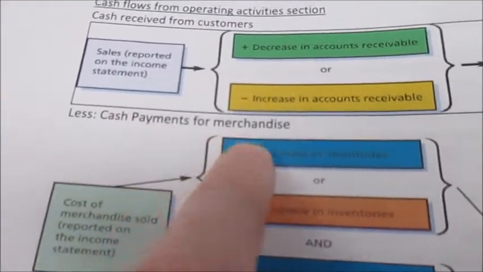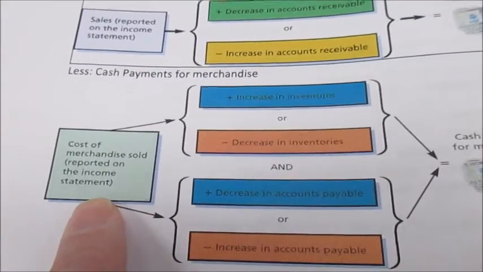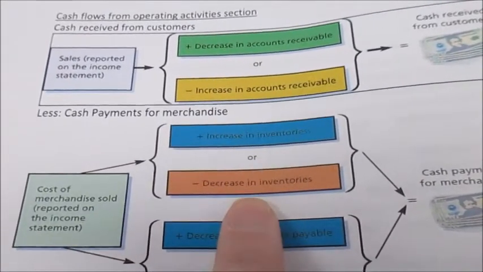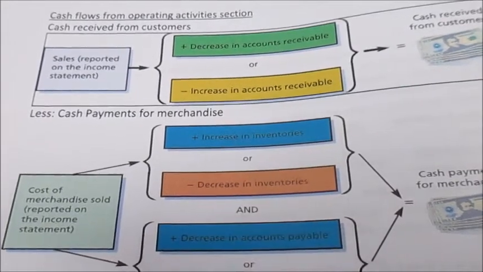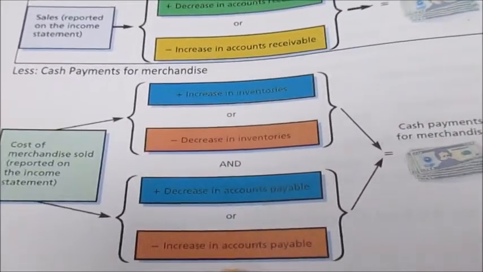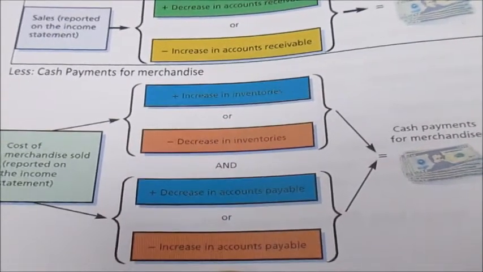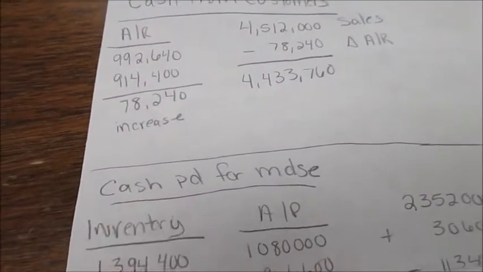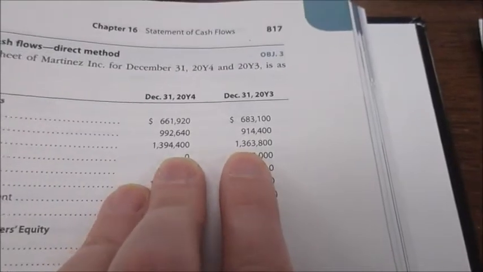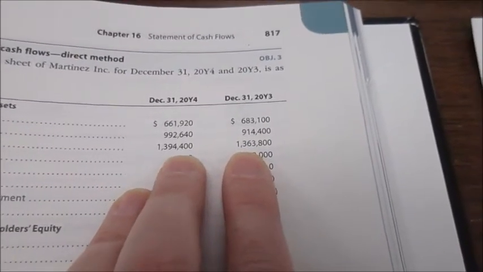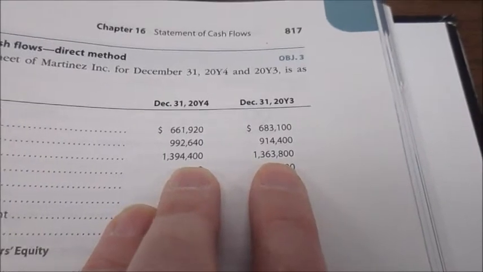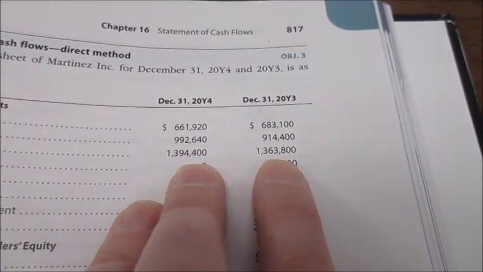Now, if we look at our notes, it says the next thing is going to be less cash payments for merchandise. So we're going to take the cost of merchandise sold, plus or minus the increase or decrease in inventories, and we're also going to add or subtract the increase or decrease in accounts payable. Okay, so let's look at inventories first. If we look in our book at inventories, we'll see we had $1,363,800 and then $1,394,000. So that was an increase. So we're going to add that.